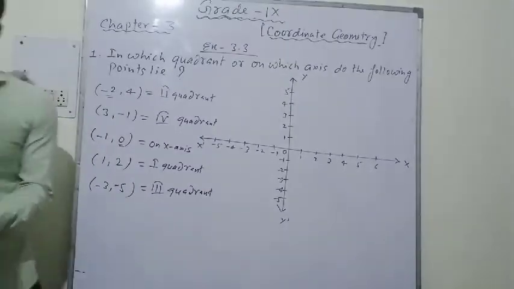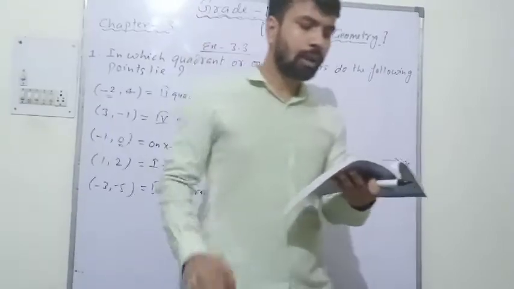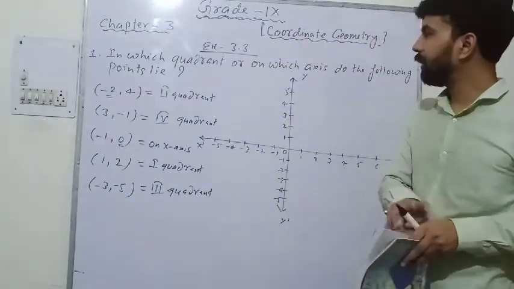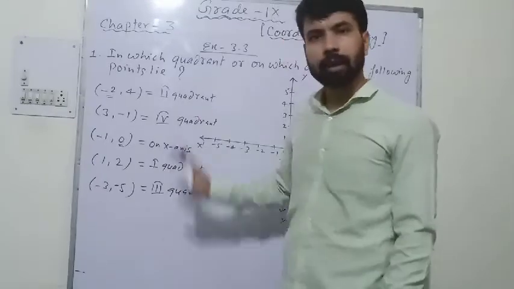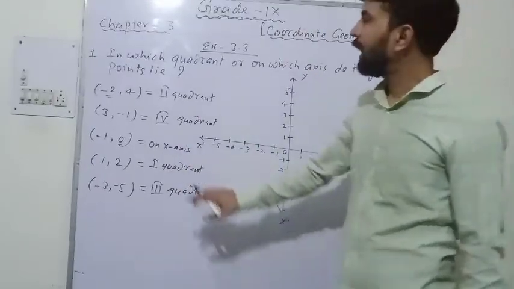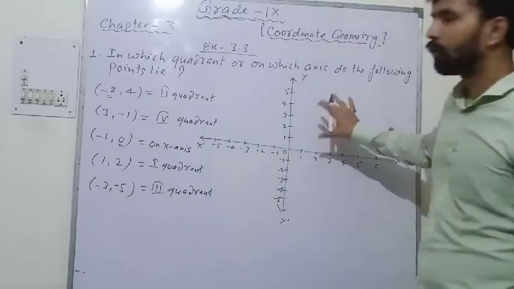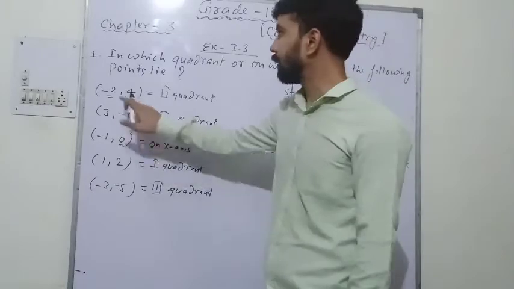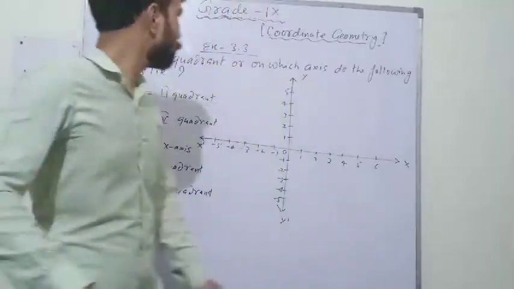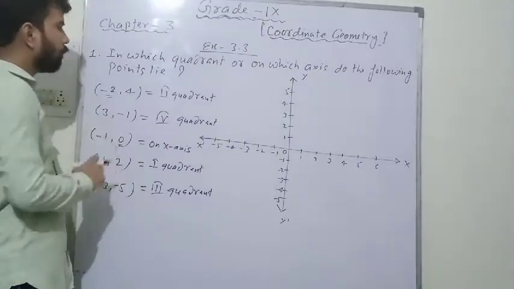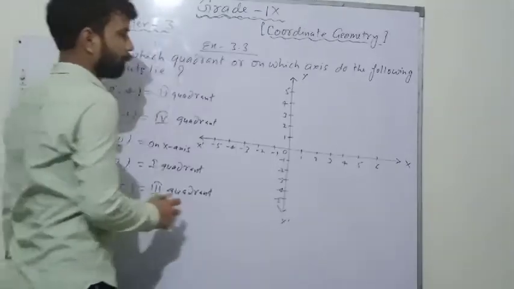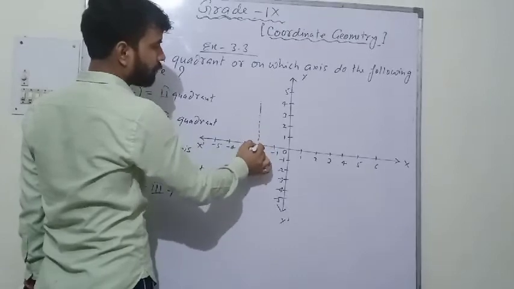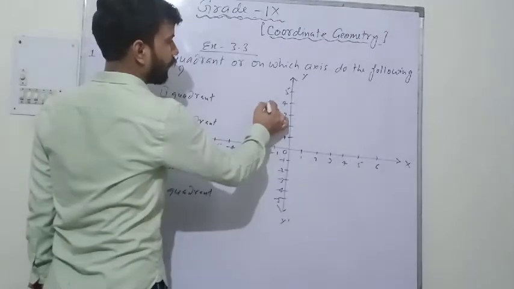Now the question is saying verify your answer by locating them on the Cartesian plane. Now we have to verify whether our answers are correct or not. So what we have to do? We have to locate these points on this coordinate axis. Clear? How to locate these points? First point is (-2, 4). -2, 4 means x is -2 and y is 4. X is -2 here. So we will have to take this. And y is 4. Y is 4 here.